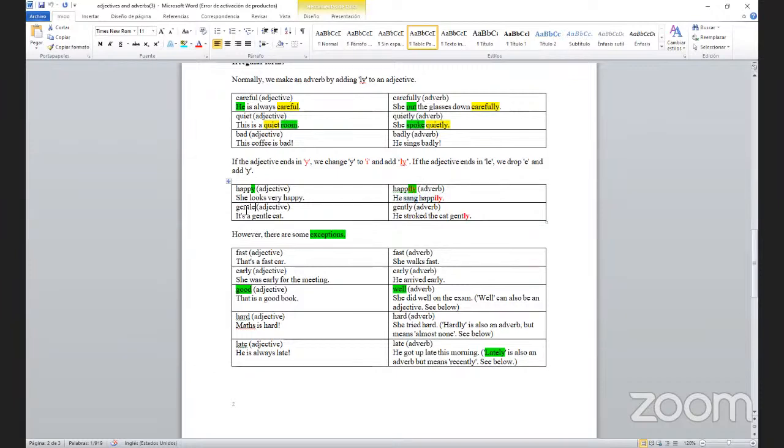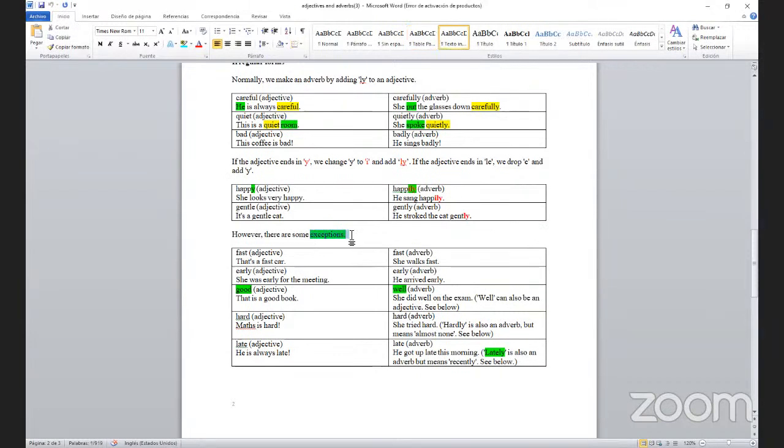If we have gentle, the same. If we have the e at the end, like L and E, we're going to just delete this e and we're going to add y, okay, y. So gentle, gently. It is a gentle cat. He stroked the cat gently. Okay, so that is it.